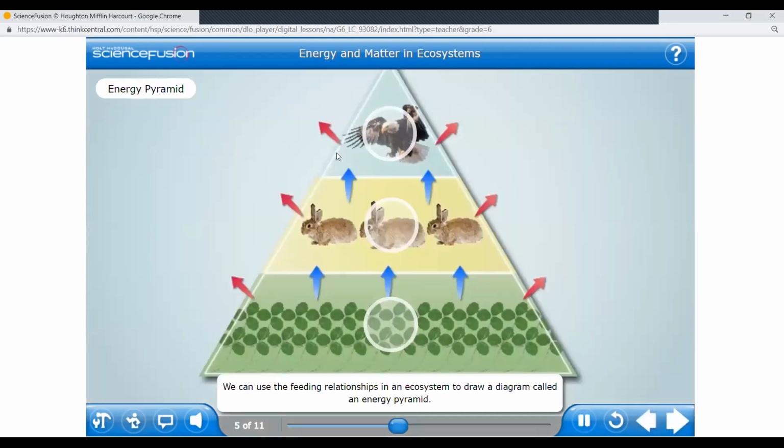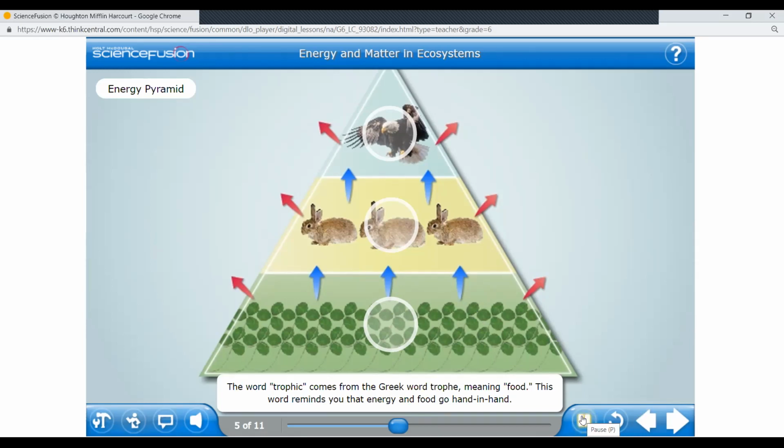We can use the feeding relationships in an ecosystem to draw a diagram called an energy pyramid. An energy pyramid can be used to trace the flow of energy through an ecosystem. Each level of the energy pyramid is called a trophic level. It comes from the Greek word trophe, that means food. That's why you say trophic level 1, level 2, level 3. Always I said, level 1 is producer, level 2 is primary consumer, then secondary consumer, and tertiary consumer.